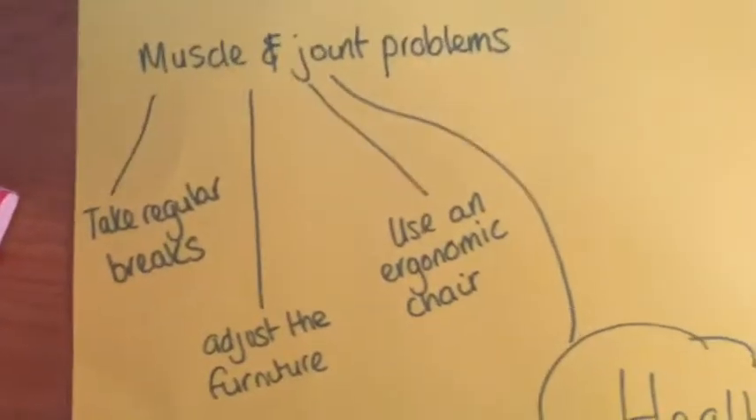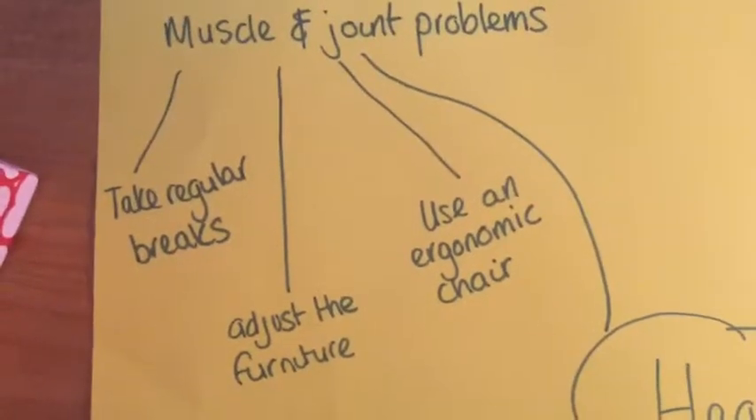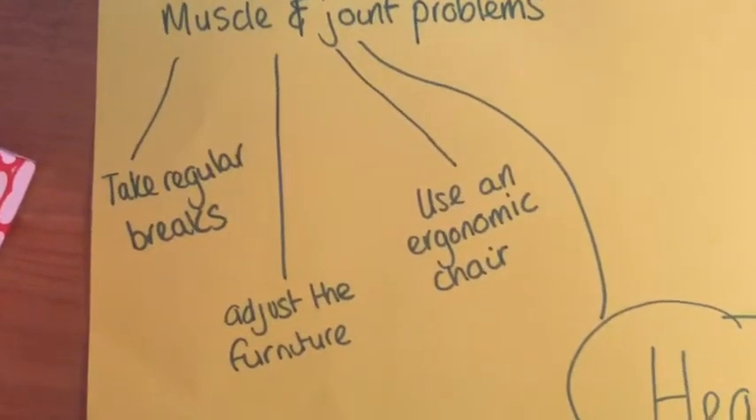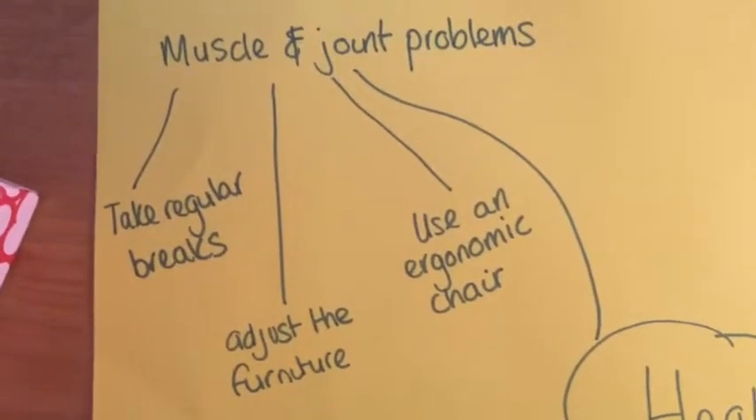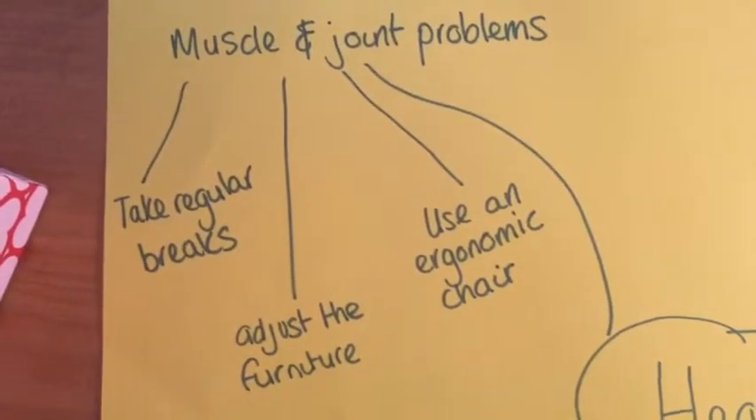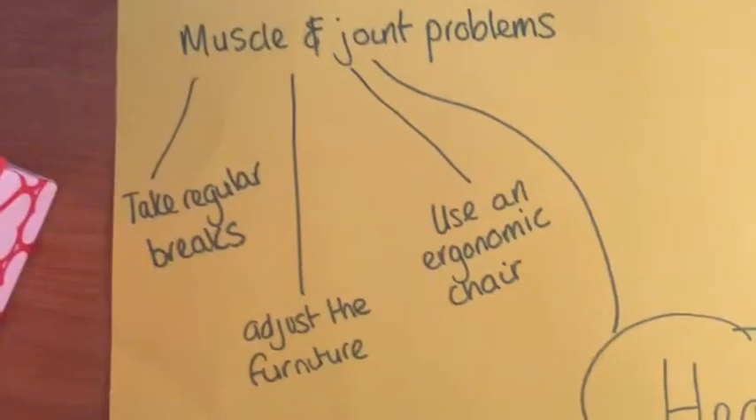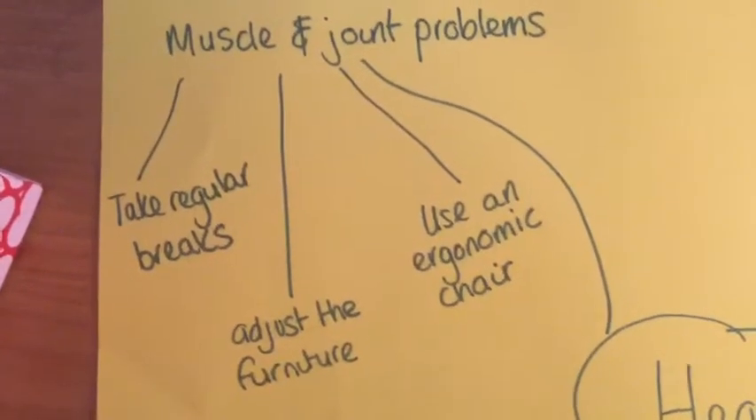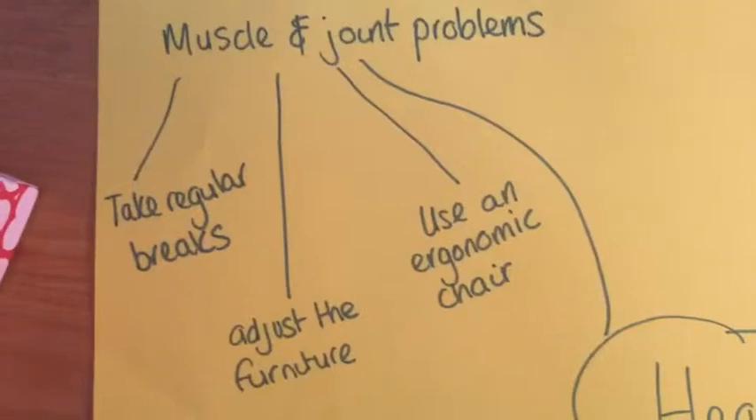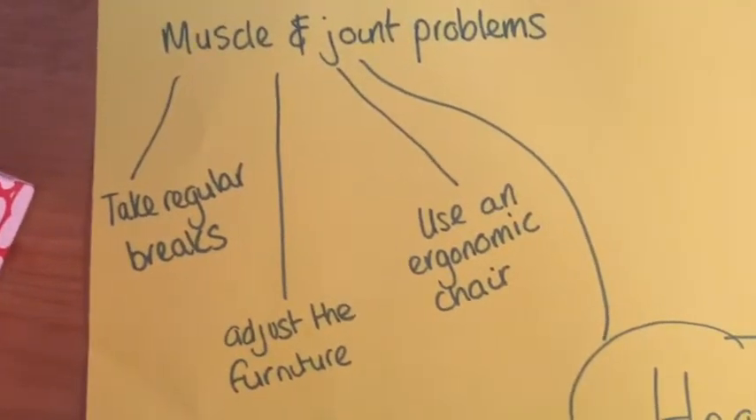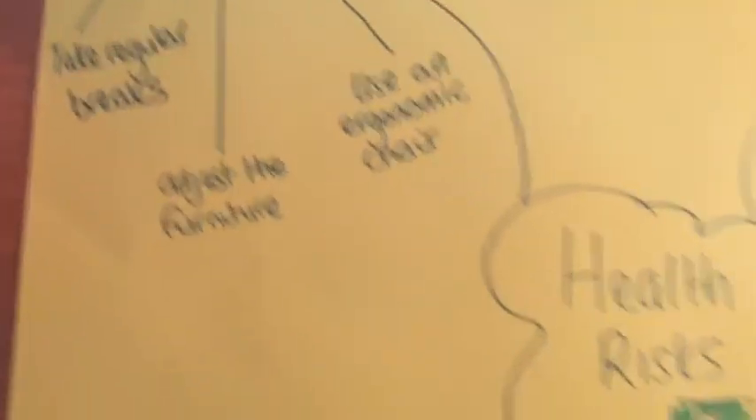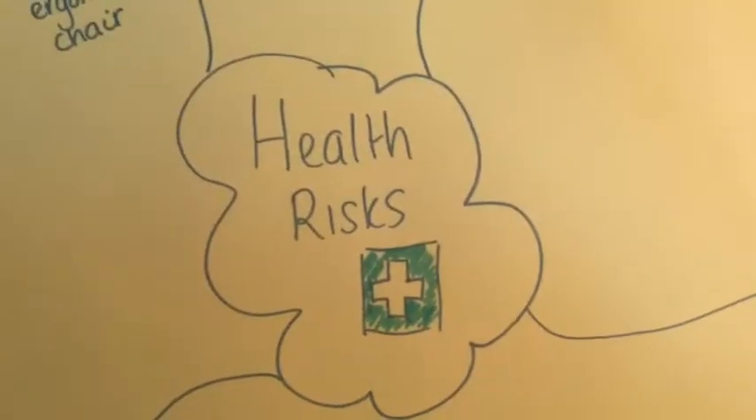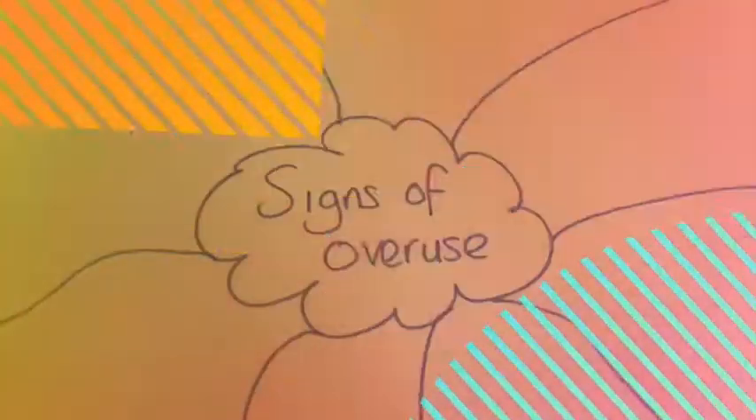And the final one is muscle and joint problems, and this occurs from being sat in the same position for a long period of time. How to overcome it: take regular breaks, adjust the furniture again to suit your height, and use an ergonomic chair if possible. An ergonomic chair is one that is designed purely for gaming, and it sets your posture right for when you're playing your online games. So these are the health risks associated with online gaming.